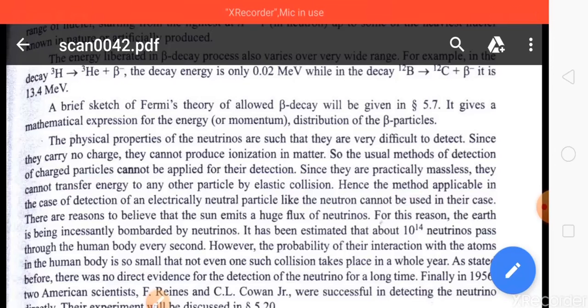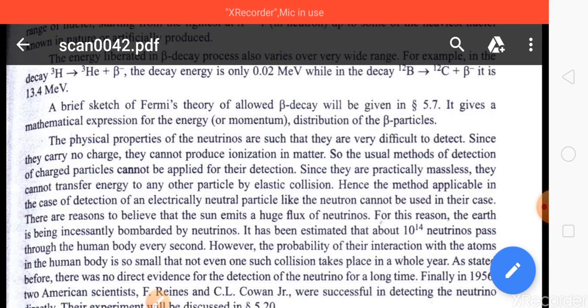Distribution of beta particle. The energy distribution of beta particle is continuous in nature, but in alpha particle case, the energy distribution of alpha particle is discrete in nature. Please do remember, this energy distribution is discrete for alpha and continuous for beta particles.